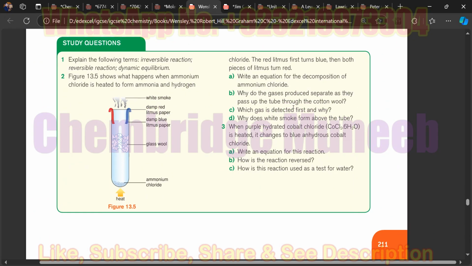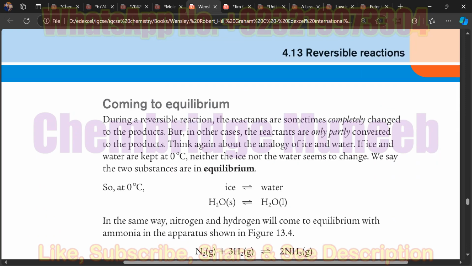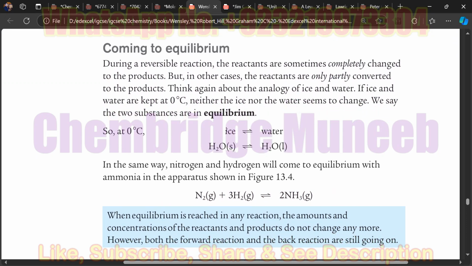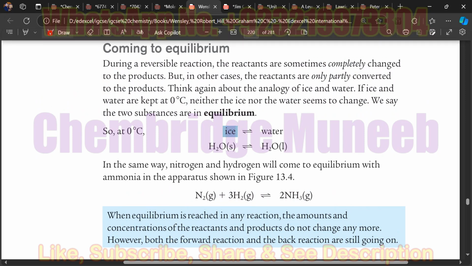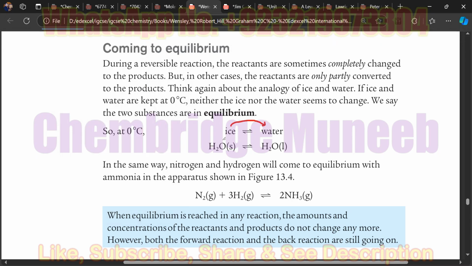Now about the equilibria. Coming to equilibrium, whenever we have a certain type of reaction in which one thing is changing into another thing, that will be considered as one way direction of the chemical reaction. For example, if we have ice and this ice is being heated, then it will be converted into water, and when we decrease the temperature, then it will go back to the ice form.